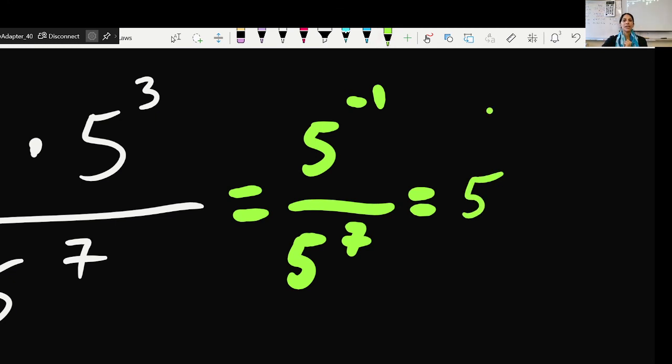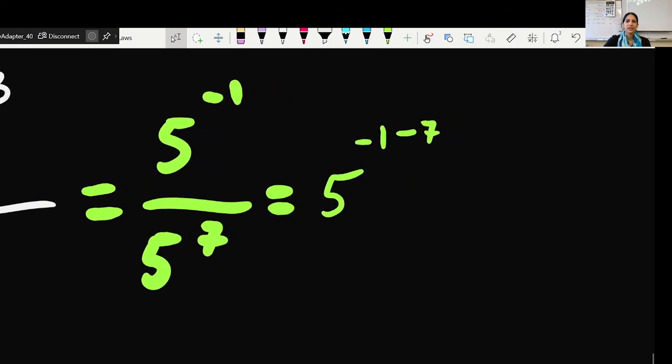And then I'm going to subtract these. Negative 1 minus 7. Everybody see that we're still doing the same thing. It's just we now have a few more steps to work our way through. And what is negative 1 minus 7? Negative 8. And we never leave our answer that way. We want to leave it with a positive exponent. So what can I rewrite this as?